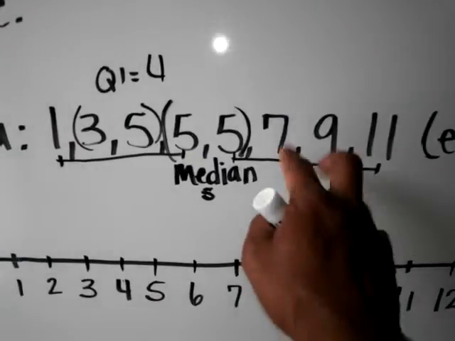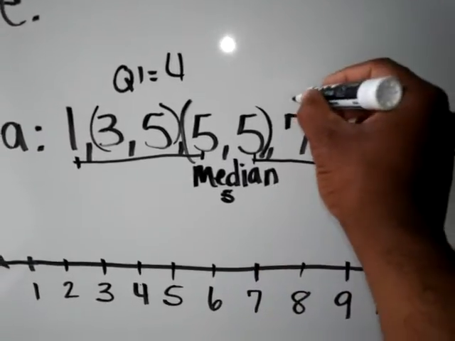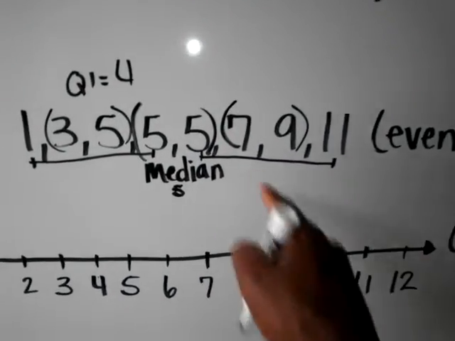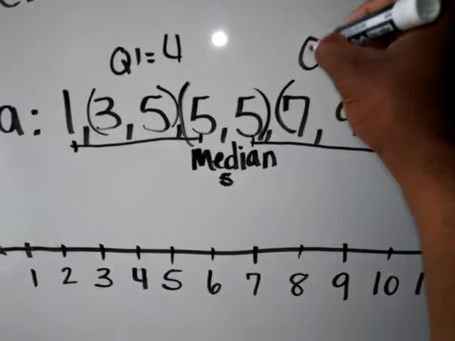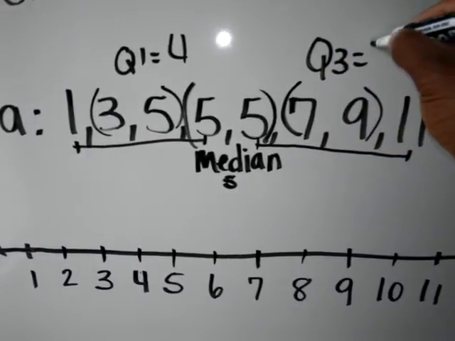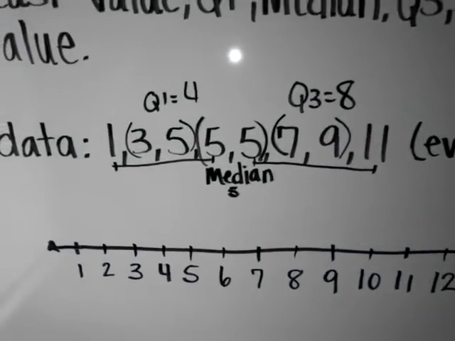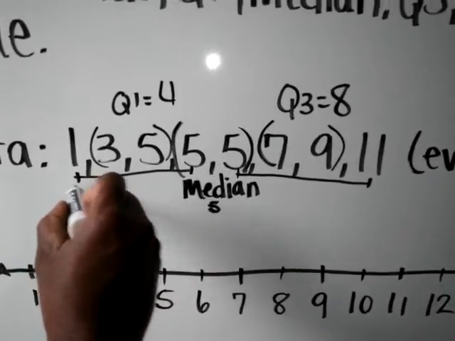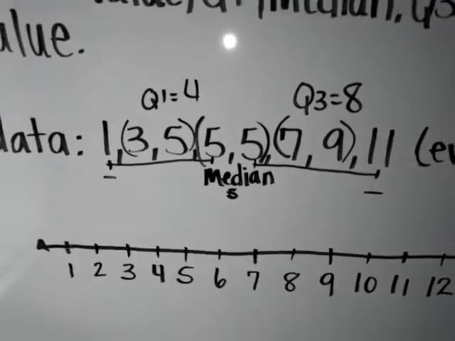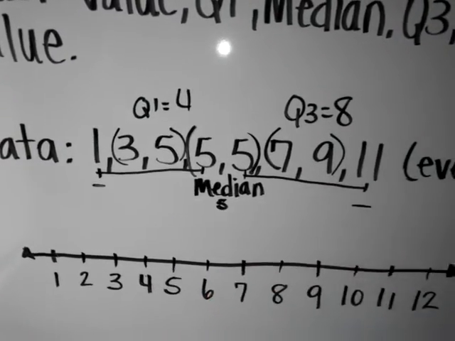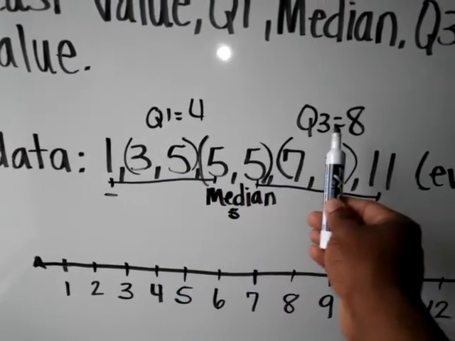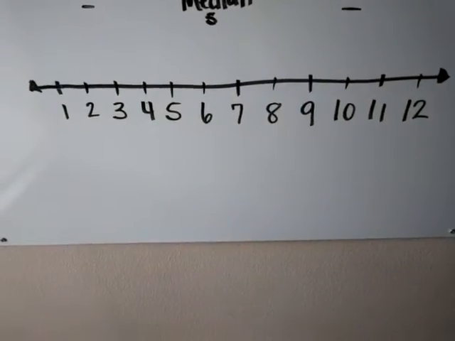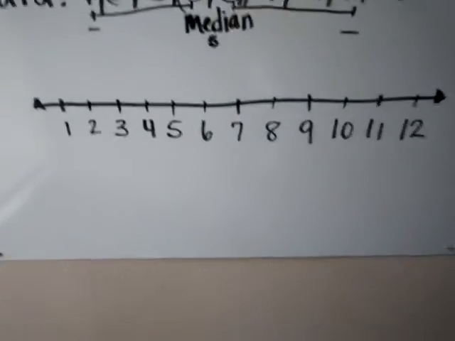Now you need to go ahead and find, again, Q3. These 2 numbers are in the middle of these 4 pieces of data. So what's in the middle of 7 and 9? Q3 will equal 8. Now we have the 5-number summary. Least, greatest. We have the median as 5, Q1 is 4, Q3 is 8. Now we need to plot them on this number line, and we're going to create the box and the whisker.